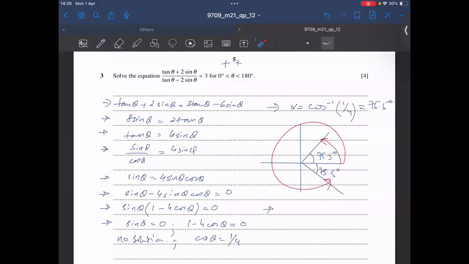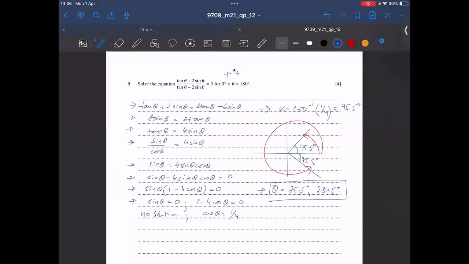All right, and what is your angle? The angle is theta. So the values of the general angles are going to be the values of theta. It's going to be 75.5 degrees. And Iman, what is going to be the value of the general angle at the next stop? 360 minus 75.5. It's going to be 284.5. All right, so these are going to be the solutions of the equation.